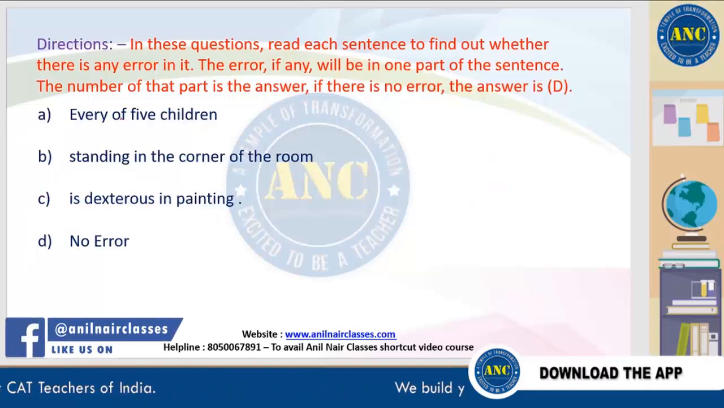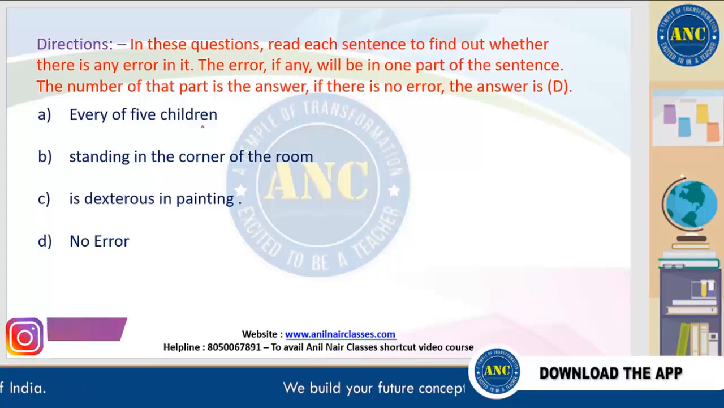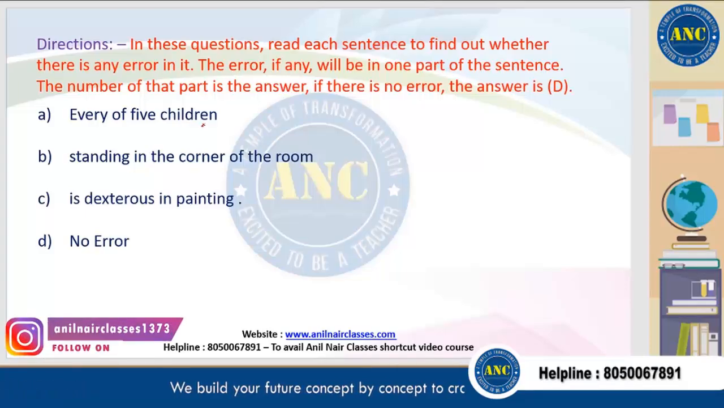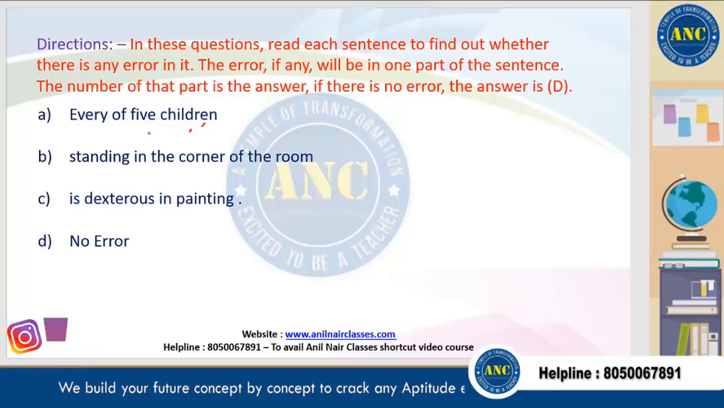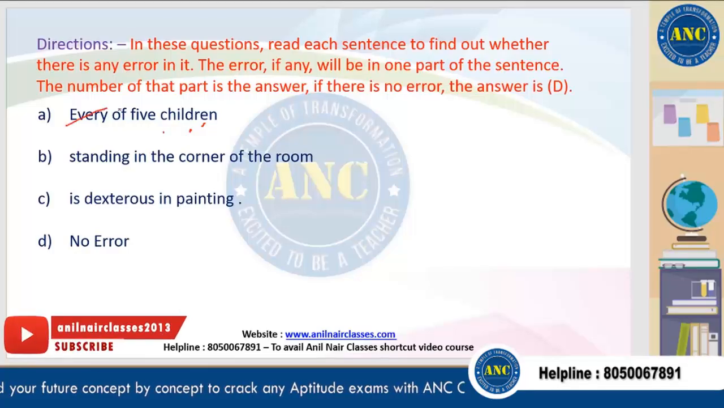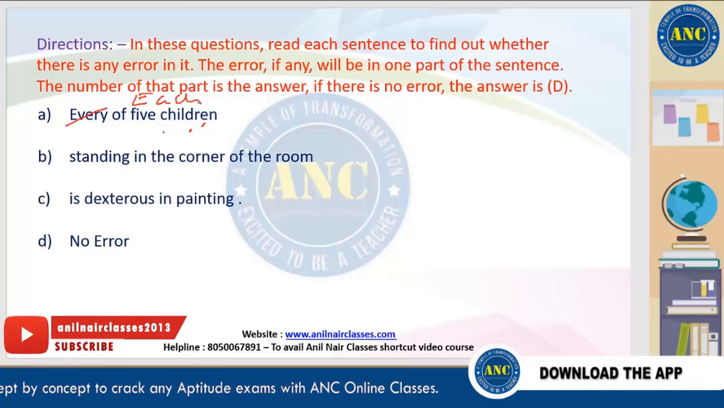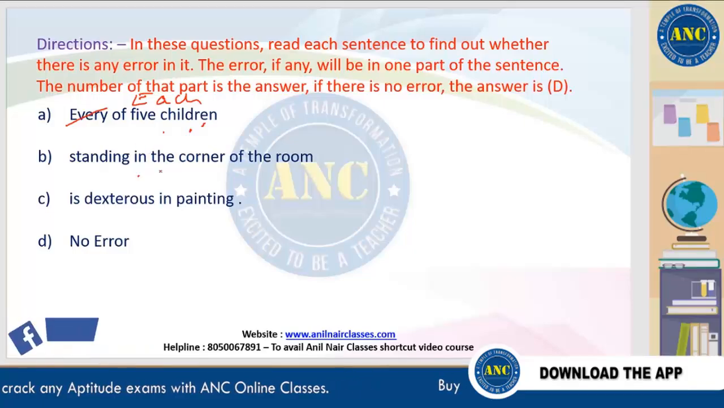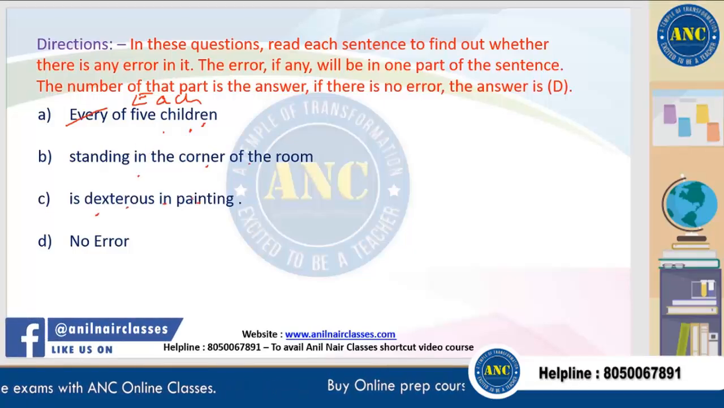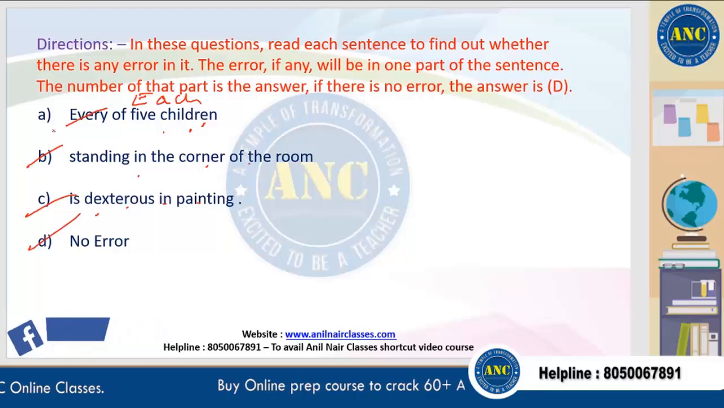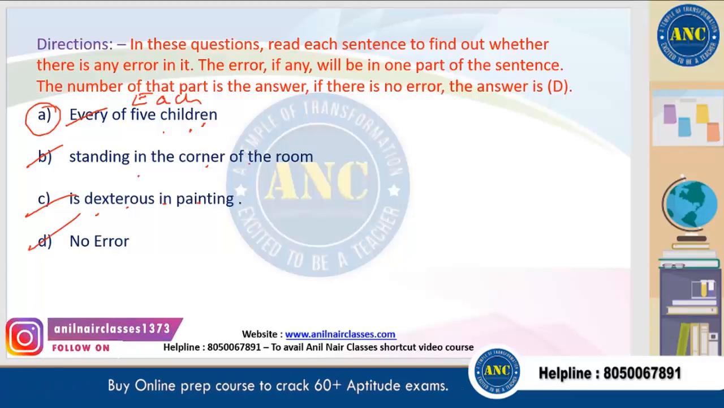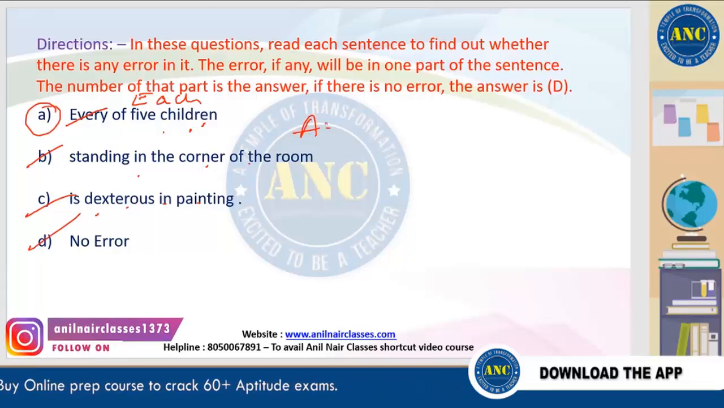Yeah. Next one. Every of 5 children. How will you say every of 5 children? It has to be each of 5 children standing in the corner of the room is dexterous in painting. So we will have each before, so A is the answer.